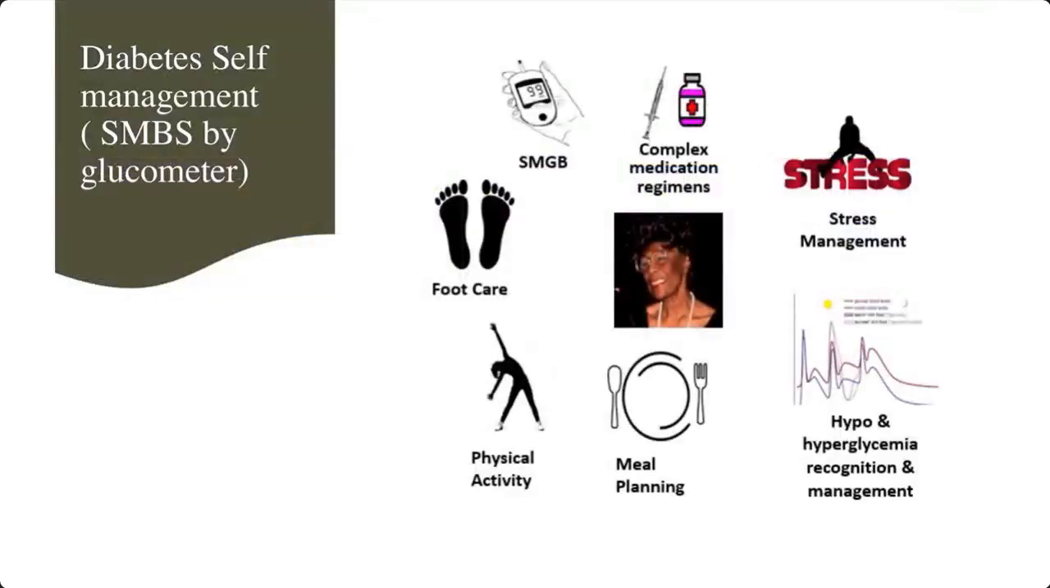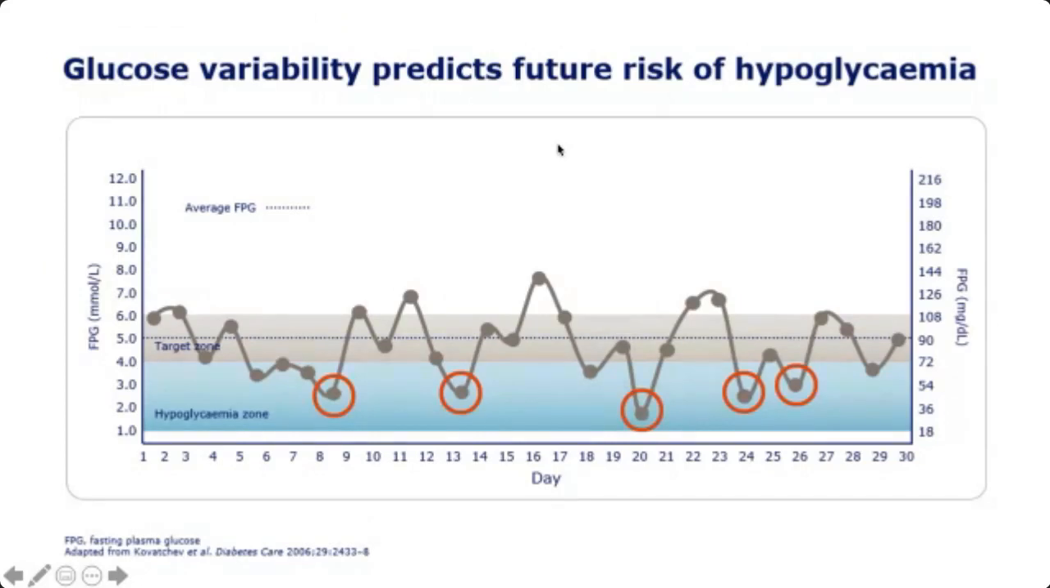So in management of diabetes, we have the diabetes self-management program. We use the self-monitoring of blood sugar, and we find a problem. There is something called glucose variability, which can predict the risk of hypoglycemia. And this is one of the limitations of hemoglobin A1C. It cannot really predict the variability.